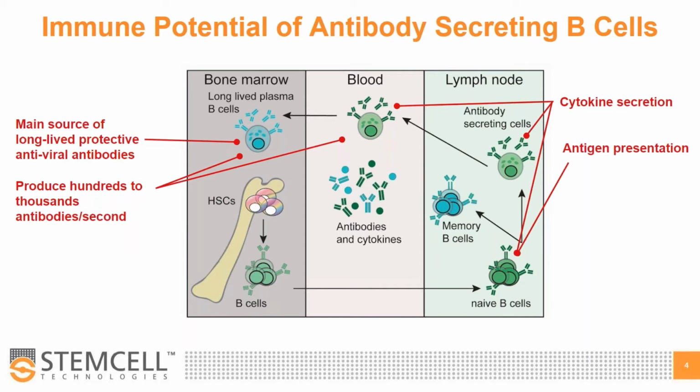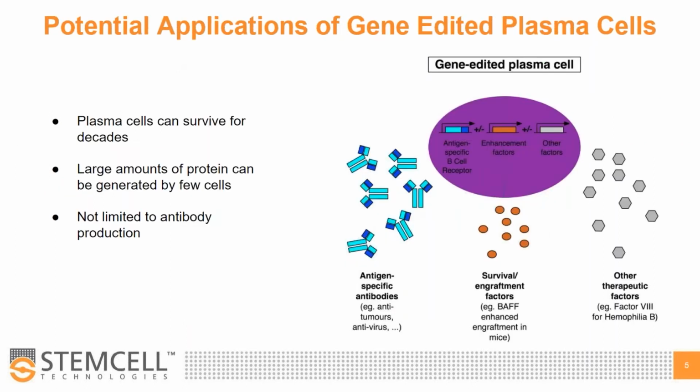So along the way, some functions of these B cells are cytokine secretion and antigen presentation to other immune cells. Importantly, long-lived plasma B cells and antibody-secreting cells are the main source of long-lived protective antiviral antibodies, where these cells can produce hundreds to thousands of antibodies per cell per second. Because plasma B cells can survive for decades and they can produce large amounts of proteins, which are not limited to just antibodies, this makes them very attractive for therapeutic applications.